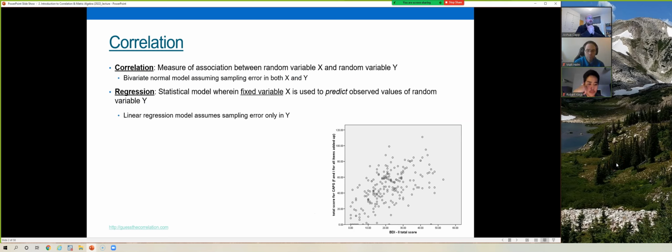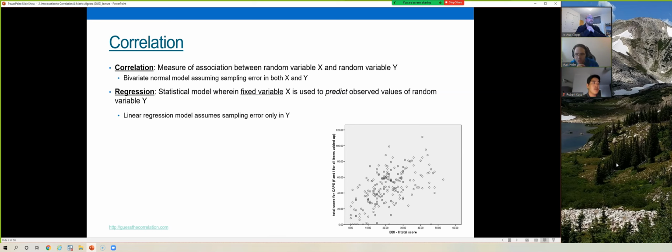So correlations. You're both familiar with correlations. Basically, we're just talking about some measure of association, and this starts to become important from a statistical standpoint. If we're talking about correlations, we're talking about a random variable x and a random variable y. Okay, Matt, do you know, when I'm talking about a random variable x, random variable y, what are we talking about here?